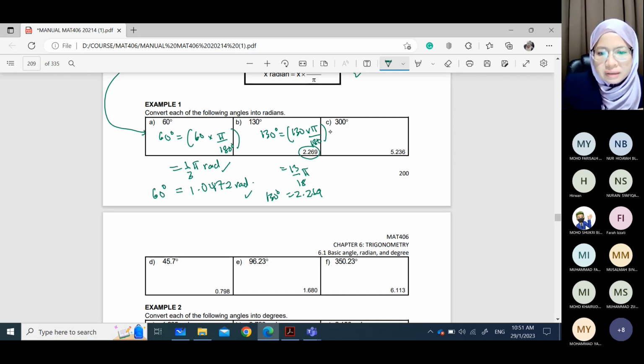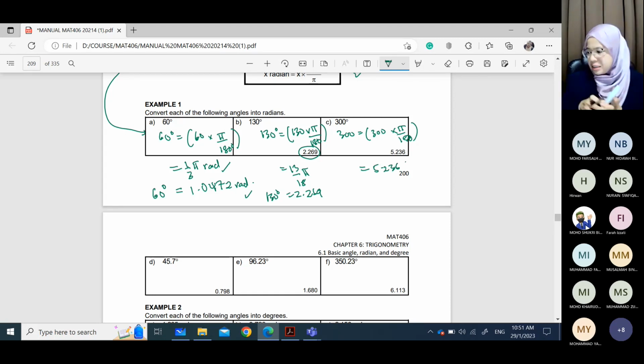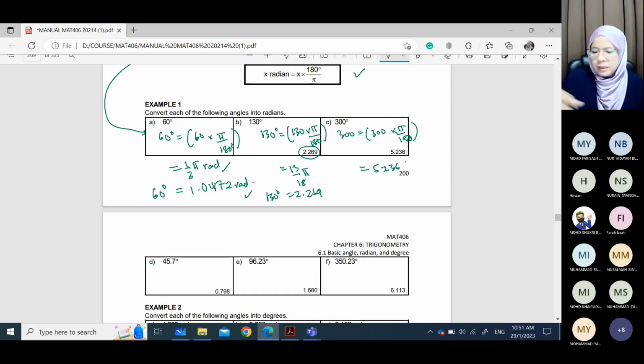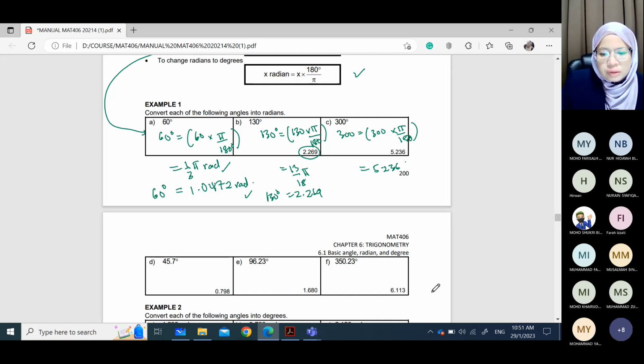Okay, sama juga lah dengan 300 degrees. It is equivalent with 300 multiplied with pi over 180 degree. Okay, so jawapan dia adalah apa ni? 5.236. Okay, boleh cuba. So untuk DEF boleh cuba. So jawapan ada dekat bawah tu.